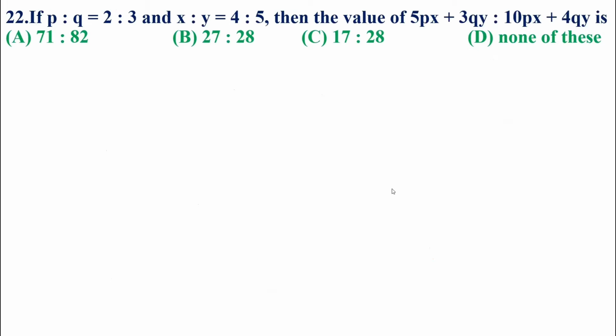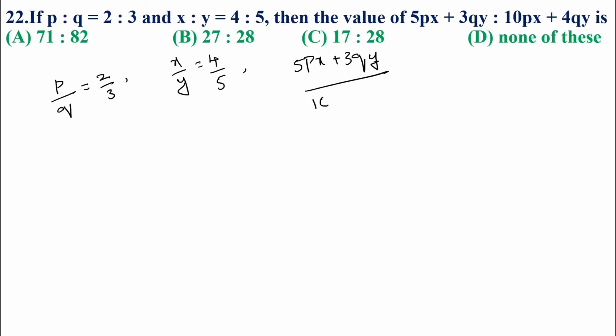So they have given P by Q is equal to 2 by 3 and x by y is equal to 4 by 5, then the value of (5px plus 3qy) by (10px plus 4qy).